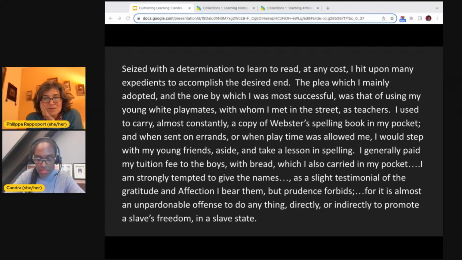I generally paid my tuition fee to the boys with bread, which I also carried in my pocket. I am strongly tempted to give the names as a slight testimonial of the gratitude and affection I bear them, but prudence forbids, for it is almost an unpardonable offense to do anything, directly or indirectly, to promote a slave's freedom in a slave state.